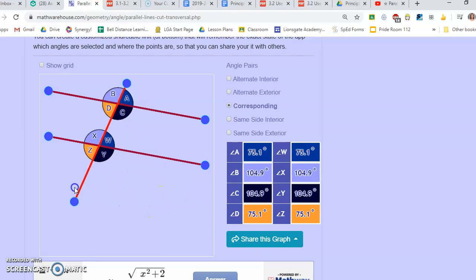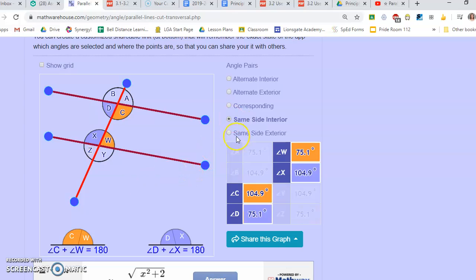And it doesn't matter where my transversal is, because if I look at my chart, all of the corresponding angles are equal. Now let's take a look at this one, which says same side interior. It's also called consecutive interior. If I take a look at those angles, they add to 180 degrees. So we have our angle C and W, the orangish colored pair. If I add 104.9 plus 75.1, that equals 180 degrees.